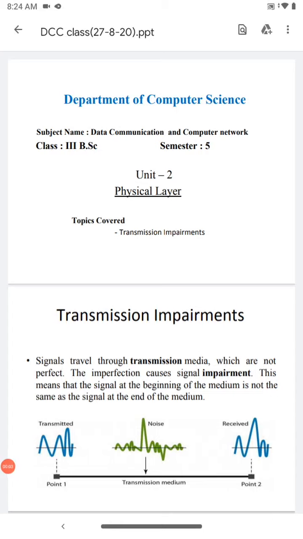Good morning, students. In this session, we are going to discuss transmission impairments. In the last class we discussed digital and analog data, and analog and digital signals. In this class, we'll move to the transmission impairment topic.